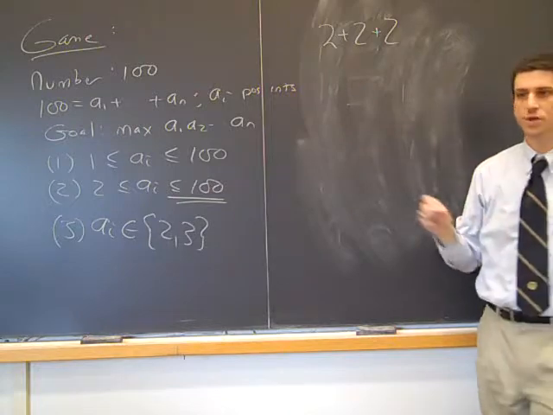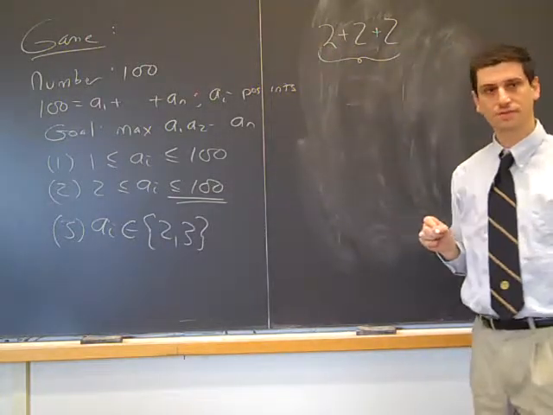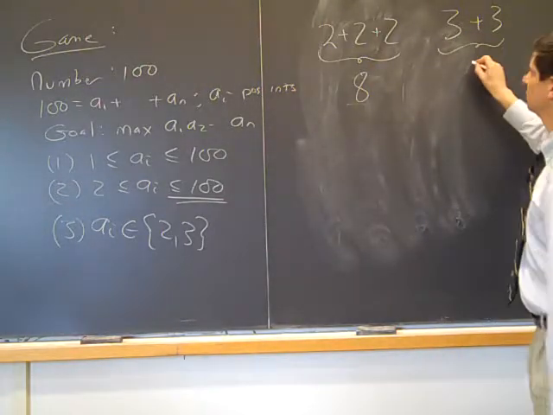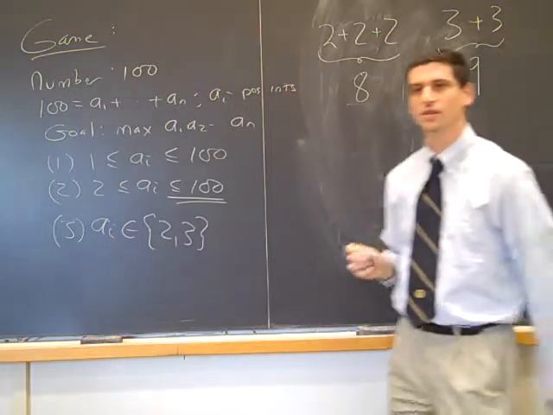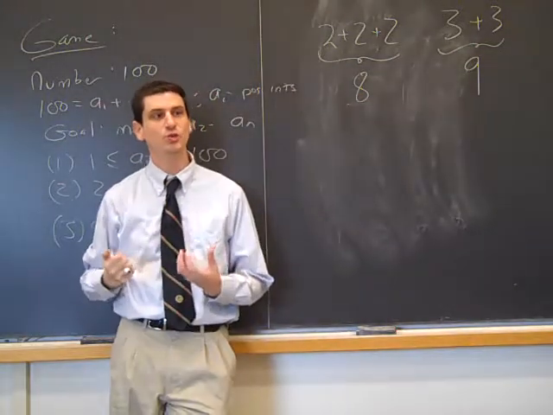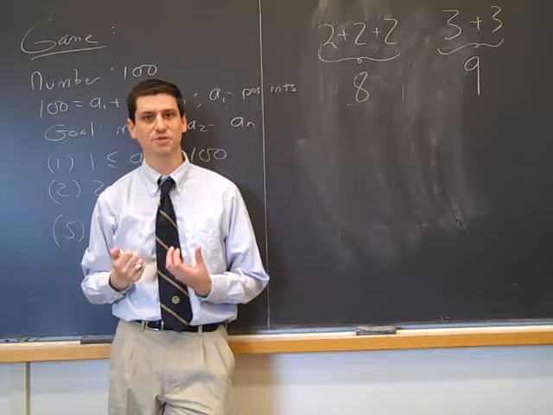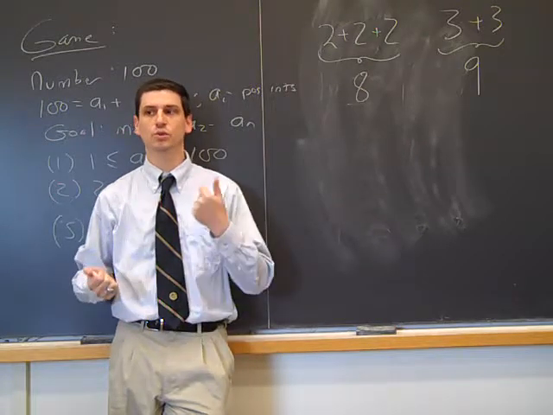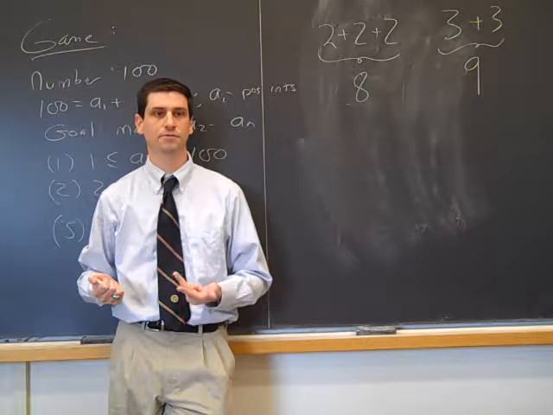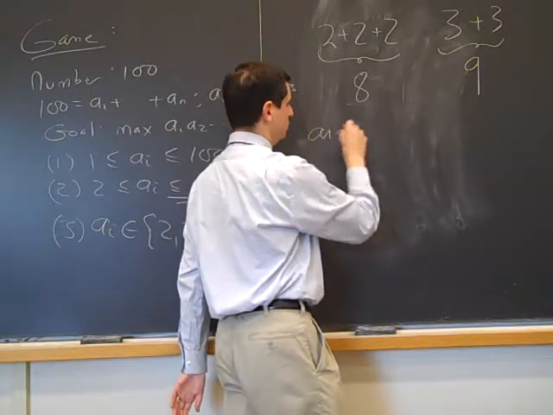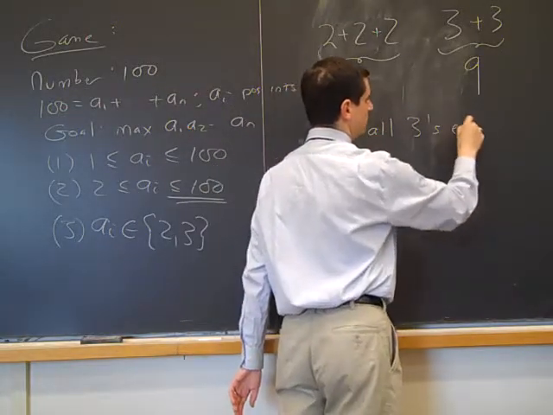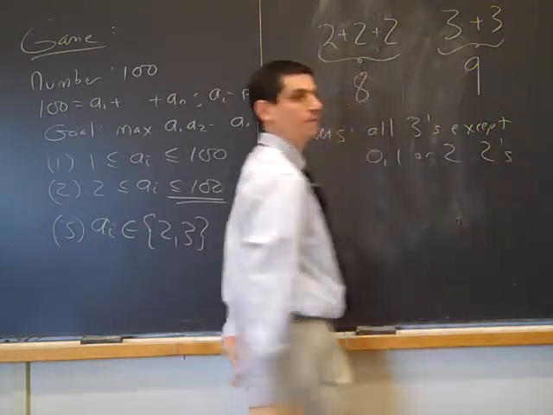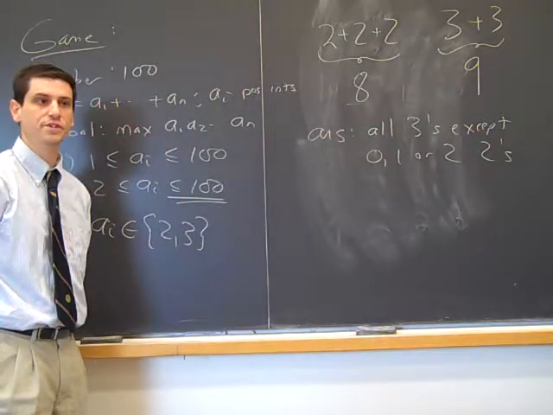Imagine you had 3 2's. What's the product of 3 2's? 8. What's the product of 2 3's? 9. So every time you have 3 2's, you would replace it with 2 3's. So your answer is going to be essentially all 3's and either 0, 1, or 2 2's. So the answer, and I'll leave this to you, is all 3's except 0, 1, or 2 2's. And then you can just figure out now which one of these is going to be best.